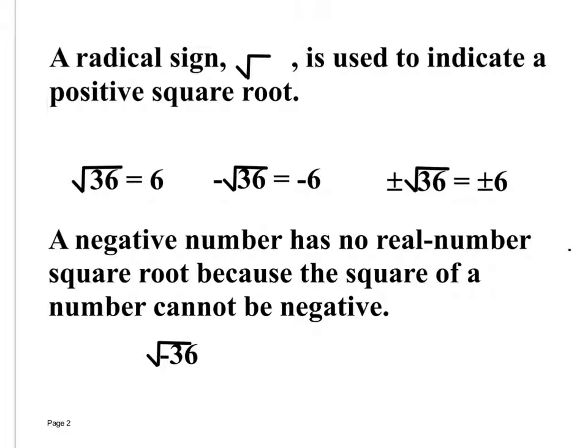The one other thing you need to notice is that a negative number has no real number square root, because the square of a number cannot be negative. You can't do the square root of negative 36. You can do the negative square root of 36, but you can't do the square root of negative 36. Can anyone tell me why?